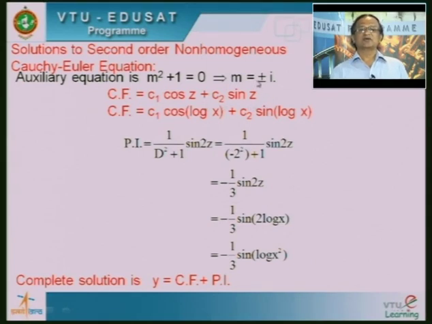Because plus or minus i can be written as 0 plus or minus 1 into i, or i into 1. It means alpha is equal to 0, beta is equal to 1. That is why we are able to write down C1 cos beta into z, where beta is equal to 1, and C2 again beta is equal to 1. That is why I have written sin z. This is the solution, or complementary function, of the linear differential equation with constant coefficients.